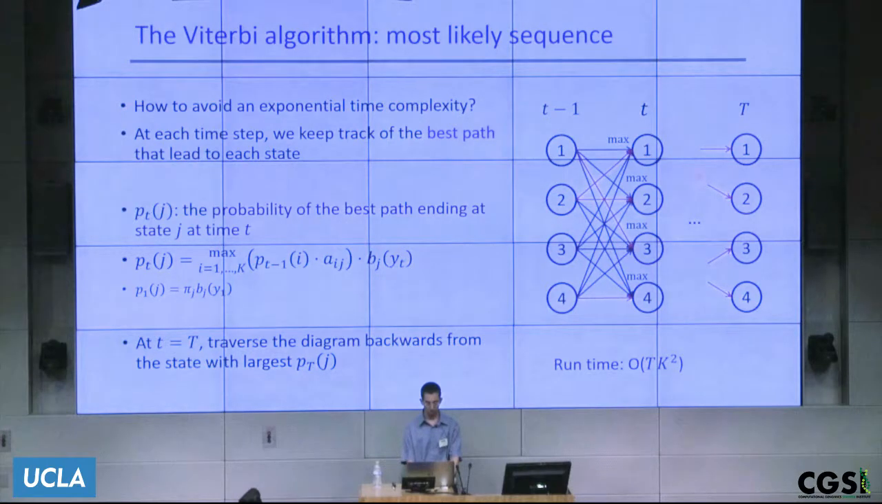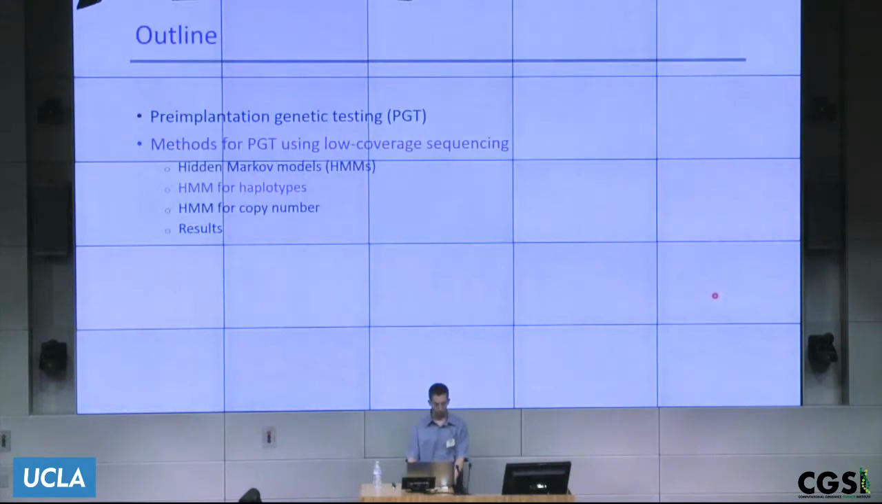And the running time of this procedure is linear in the number of data points and number of time points, and squared in the number of states. Okay, so with that introduction, now we can move on to describe the results for the methods for PGT.